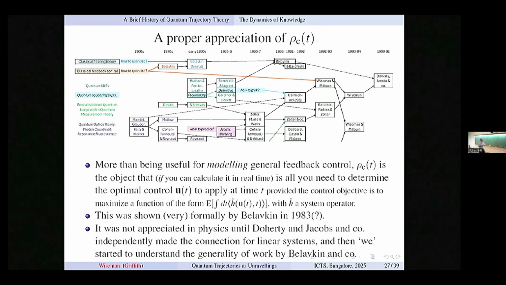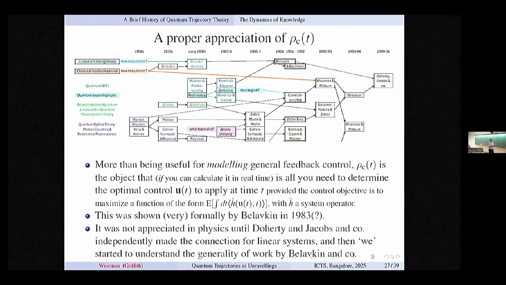Because more than just being useful for modeling general feedback control, which was the last slide which I put up before Pierre talked, this quantity, if you could calculate it in real time in an experiment, right? If you can solve this equation by processing the current, then this quantity which you've calculated is exactly what you need to determine the optimal control, which I'll use a bold U to represent because it could have many variables, the optimal control to apply to your system at that time t, no matter what your objective is for your system.